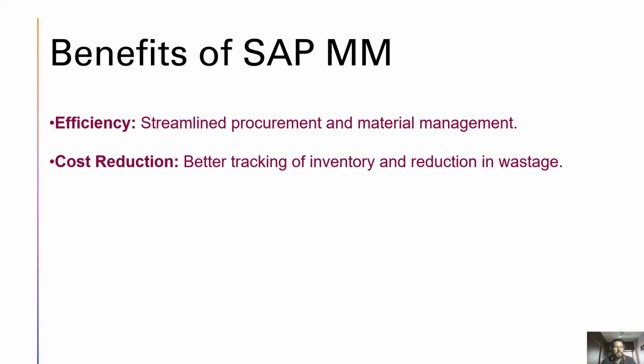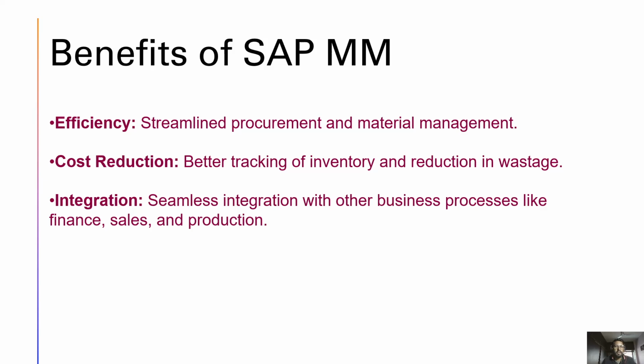Cost is the major factor in any business, and it helps to reduce the cost by having better tracking of inventory and reducing the waste. When we have proper clarity of the materials which are available in the storeroom, we can avoid additional material purchasing, or if a material is already available in stock, we can utilize that. So using all these processes, we can save the cost for the organization.